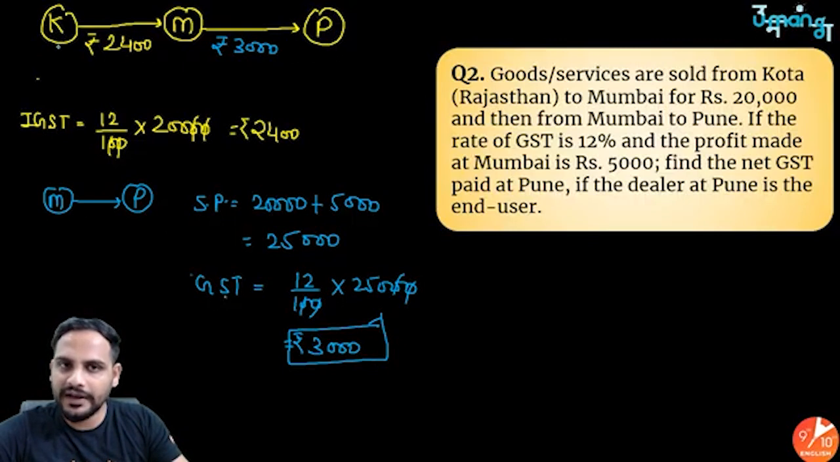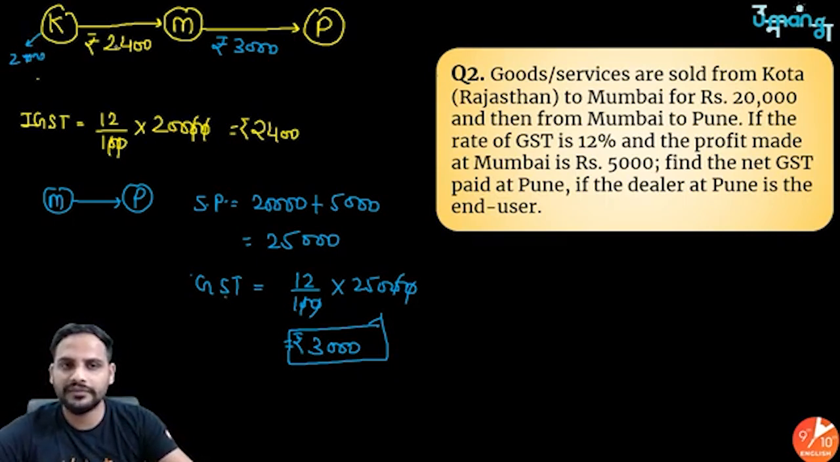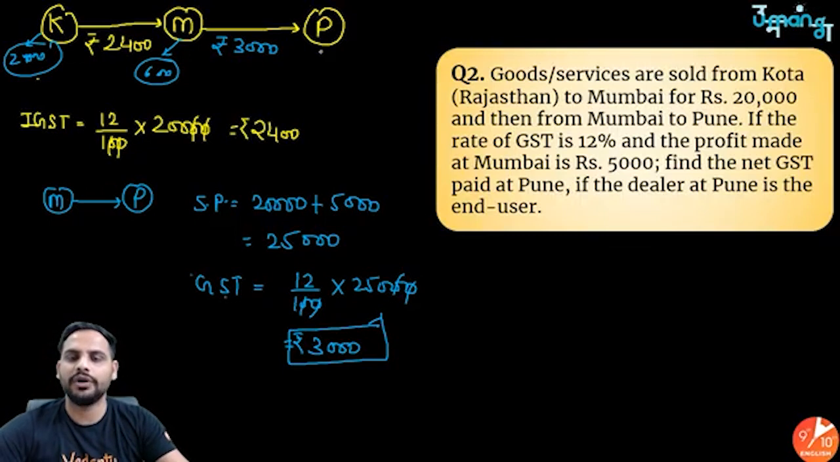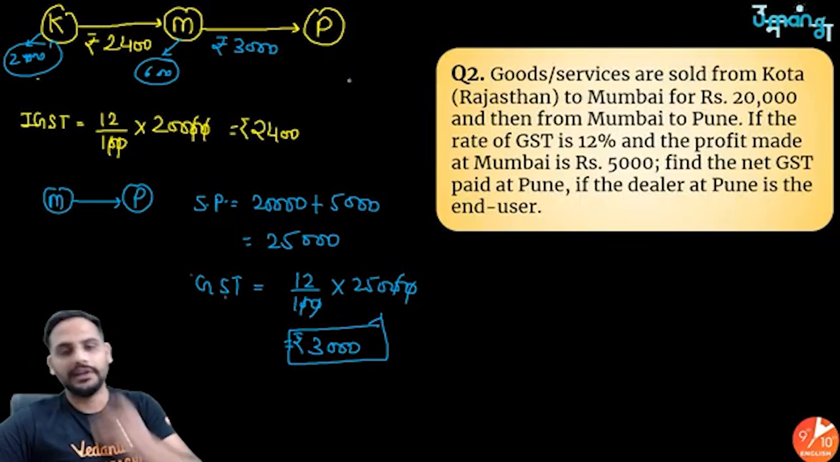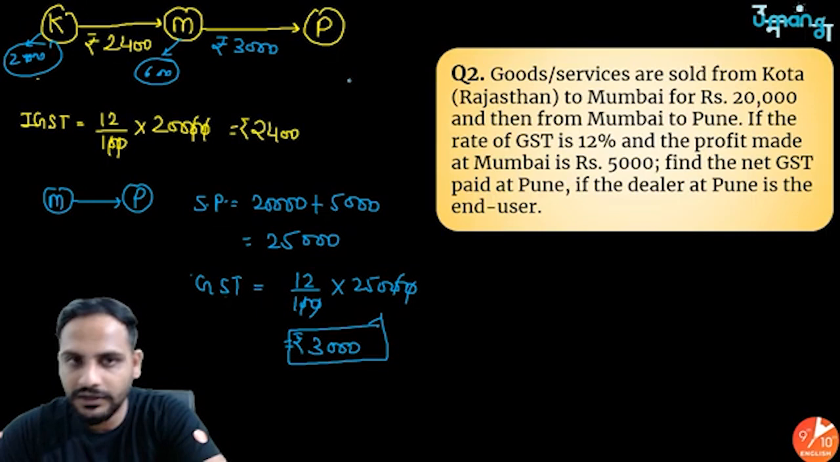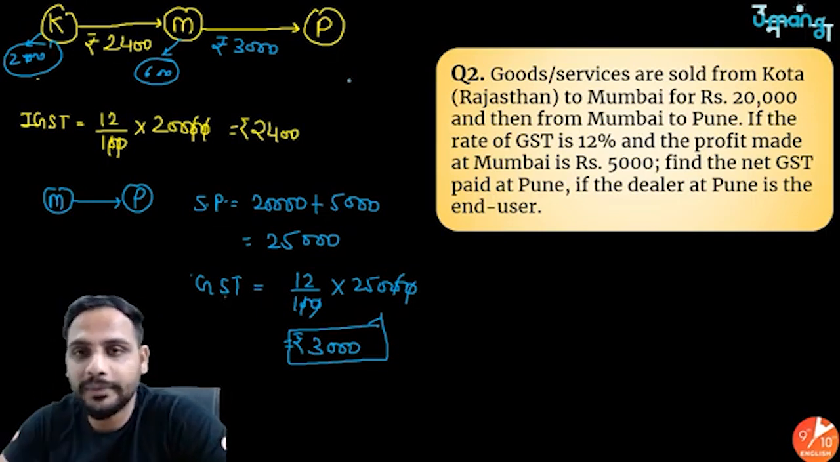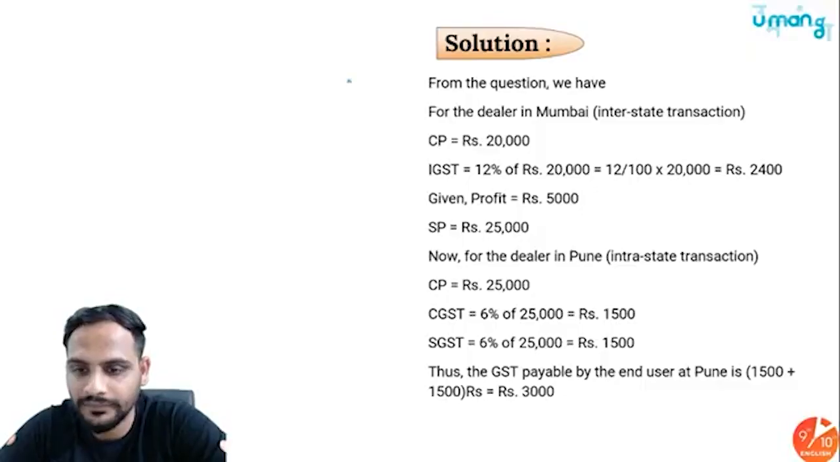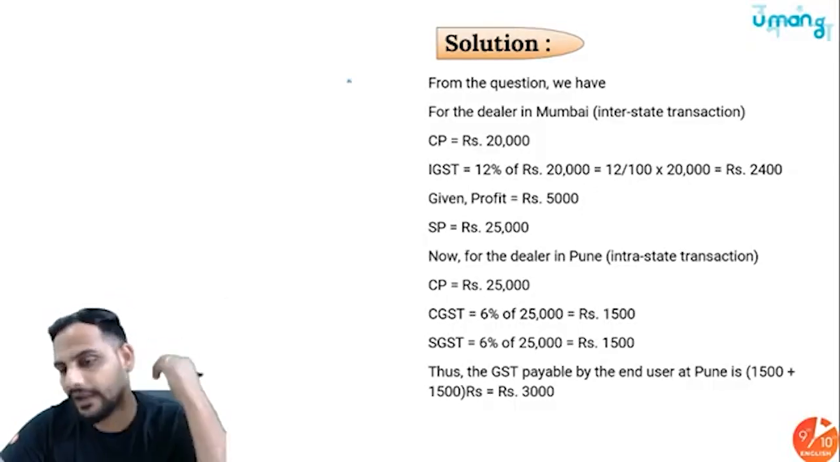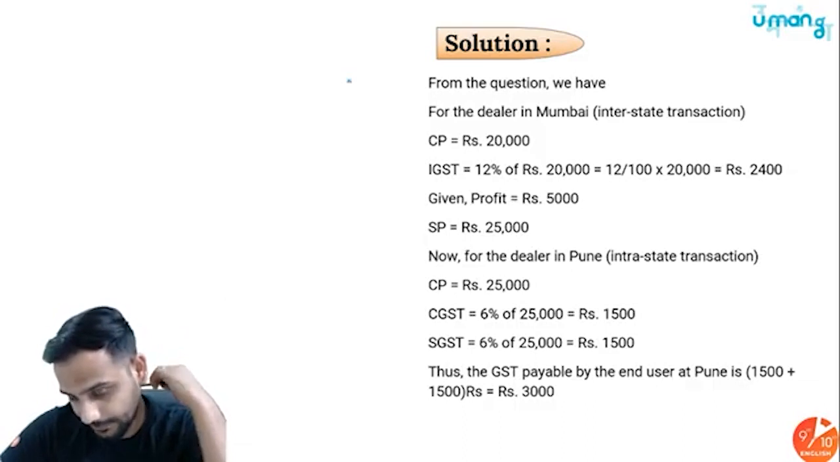Net GST paid at Kota is rupees 2,400. Net GST paid at Mumbai: the Kota person will submit 2,400 to the government, the Mumbai person will submit rupees 600. So in total 3,000 they have given, but the dealer at Pune, who is the final end user, has paid the total tax, the final tax. Got it? The net GST payable by the end user at Pune is rupees 3,000.